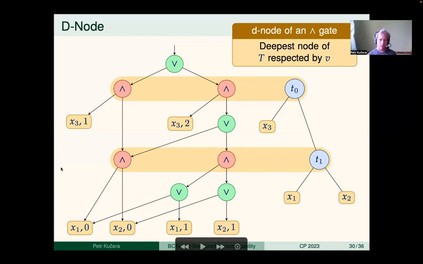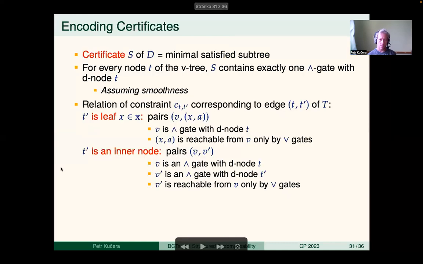Now, this tree is called a certificate. So it's also a minimal satisfied subtree. In particular, we can show that, assuming some further technical assumption of smoothness, for every node T of the vtree, S contains exactly one conjunction gate with D node T, if the DNNF is structured.